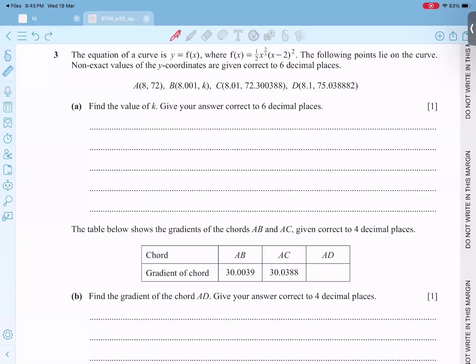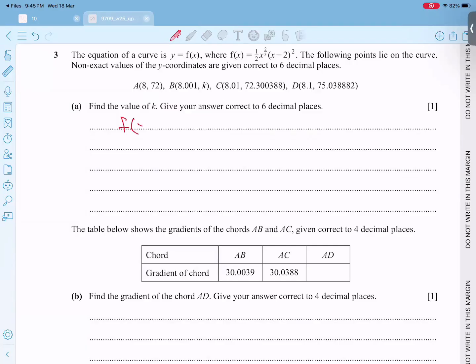Question number three, he's saying the equation of a curve was given, this equation of curve. A point lies on the curve, non-exact values of y coordinate given to 6 dp, and A, B, C, and D. Okay, that's very clear. He's asking for the k value to 4 dp, 6 dp we need it, and k is involved in the coordinates. So this x value I'm going to replace here and here. So one more question. So how to do it?